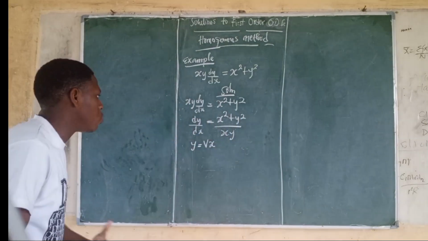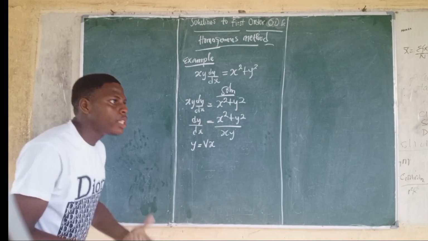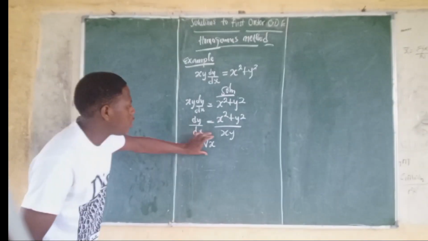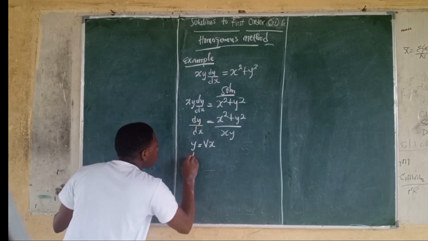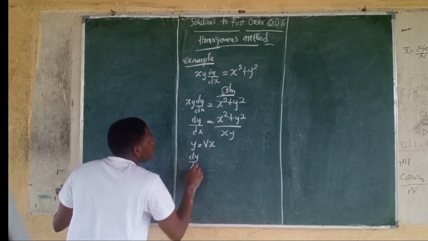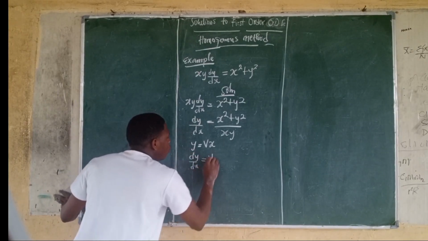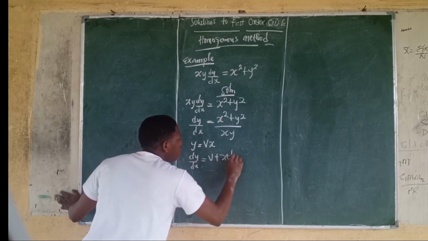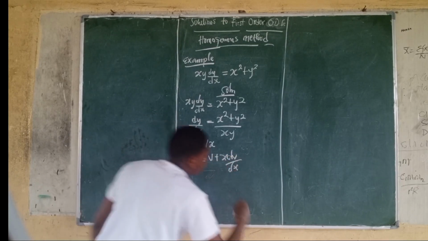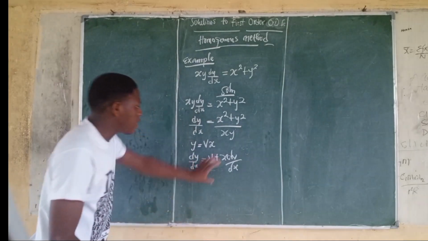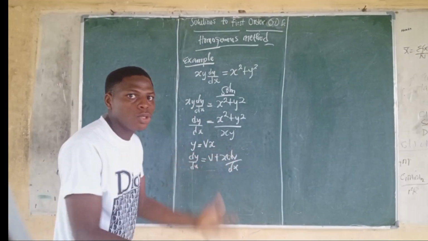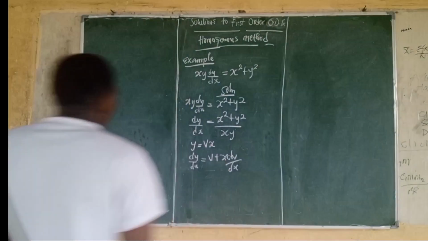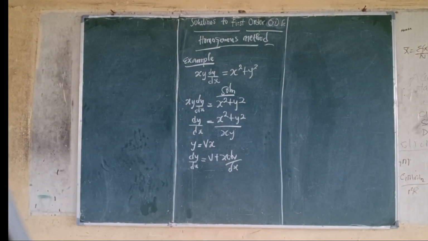Now what is the next thing we have to do? The next thing is, using the product rule, differentiate what you have here. If we do that, we have dy over dx is equal to v plus x dv over dx. This is elementary differentiation, which is the product rule.